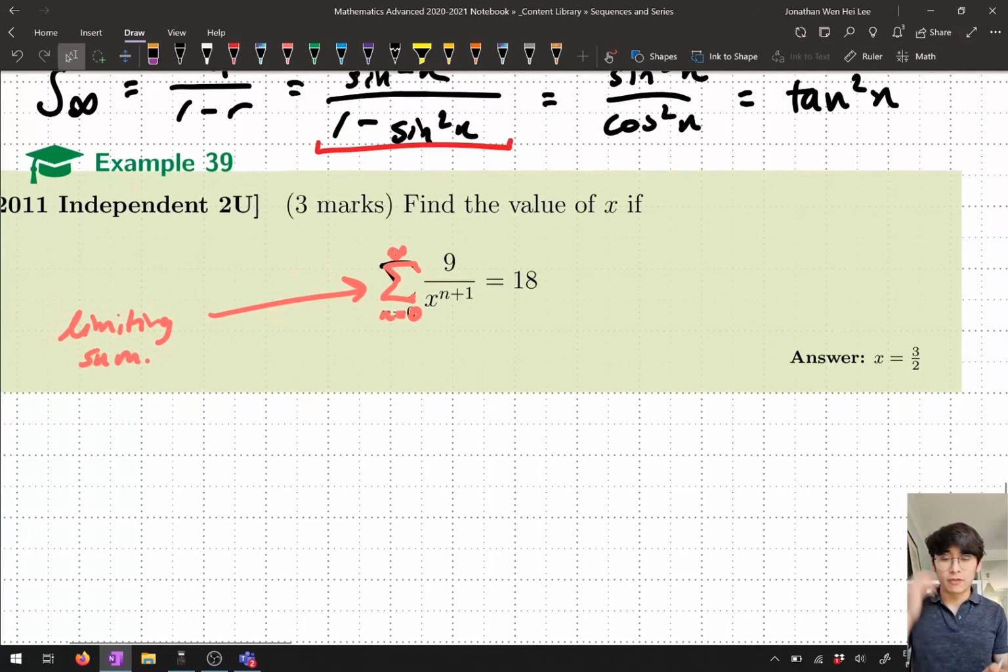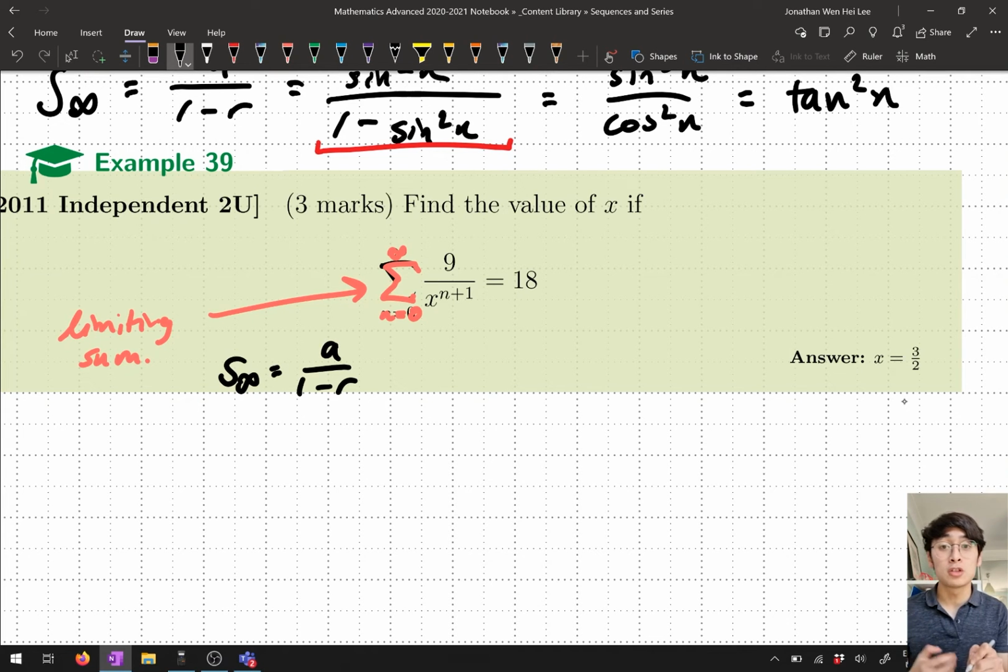So let's just actually figure out what's happening here. Before I do that, because we see it's a limiting sum, we want to use that formula, S infinity is equal to a over 1 minus r. So what we want to do is find our starting term and also that common ratio. And in order to do that, we need to play around with this guy in here.